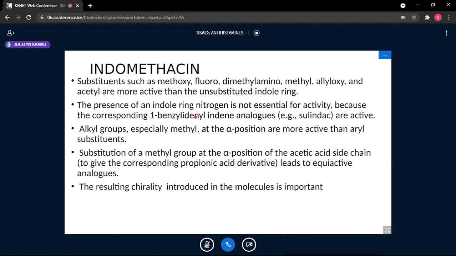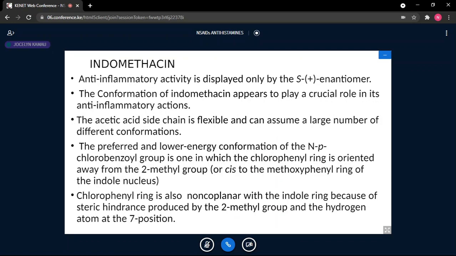The presence of an indole nitrogen is not essential for activity. Why are we saying the presence of the indole nitrogen is not necessary? Can I get an answer, class? Why are we saying the presence of the indole nitrogen is not necessary for activity? Class, please.